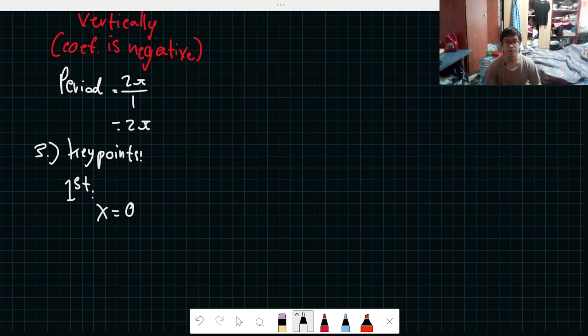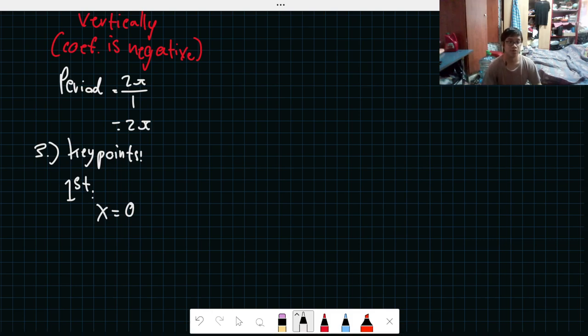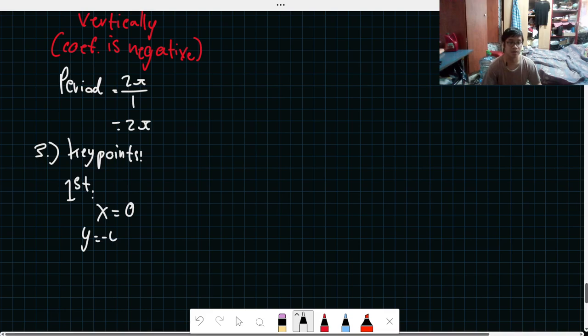So basically, we found already the value for your x. So we're already good to go. Now, in that case, we can now substitute it in where? In the given function. So you have y is equal to negative 4 times sine of 0. So again, sine 0 is 0, so negative 4 times 0 is 0. Therefore, your first key point is simply 0, 0.